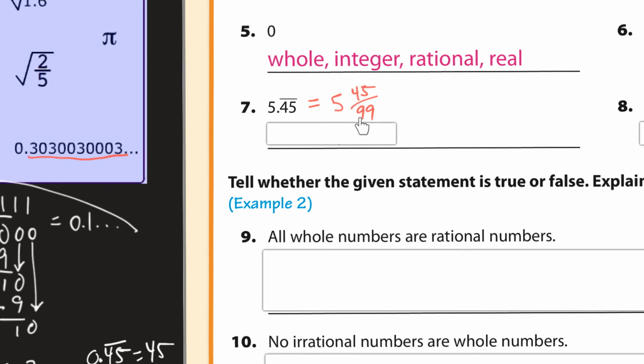It's 45 over 99. And now we have, well, this right here counts as just a rational number because it's really just a fraction here. So that's why we have this, rational and real.